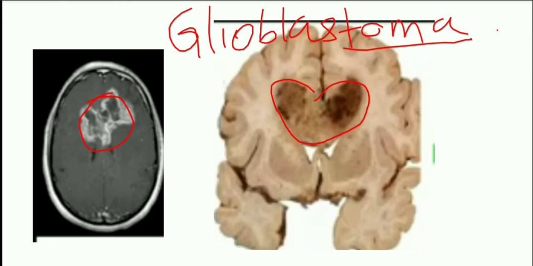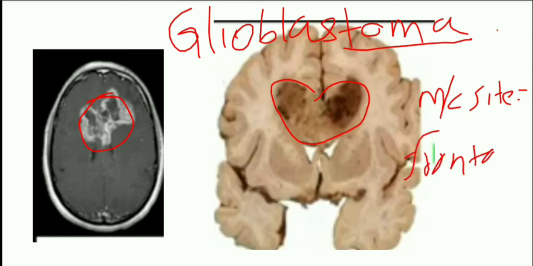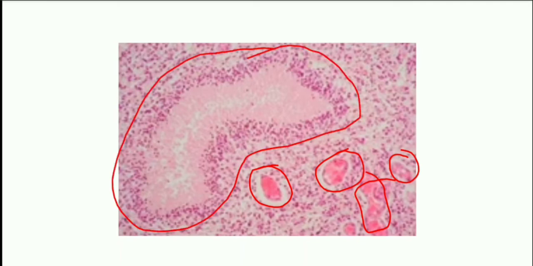So that is about glioblastoma, and you should know the most common site, that is frontal lobe. Now when you look at the microscopic examination, we said it is a highly vascular tumor, so you can see the blood vessels are proliferating, and also you can see this picture where there is a parallel arrangement of tumor cells. So we know that this parallel arrangement, we call it palisading.